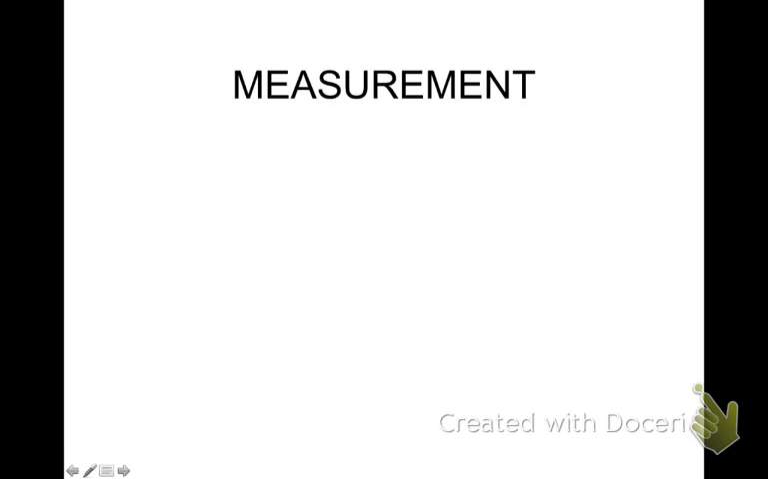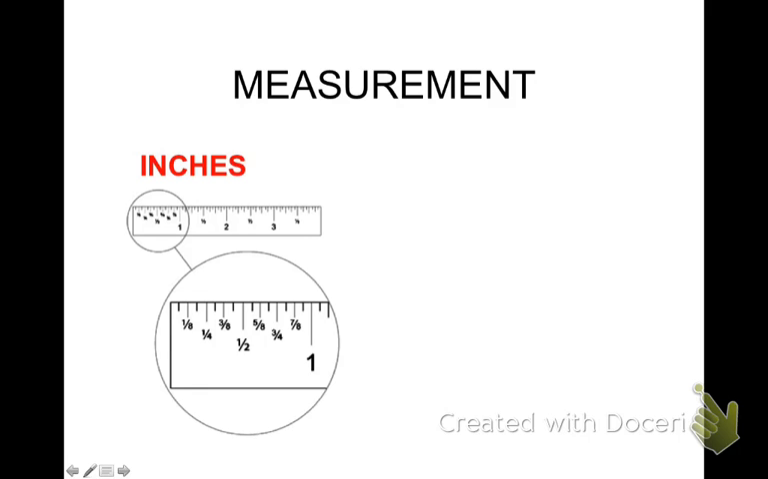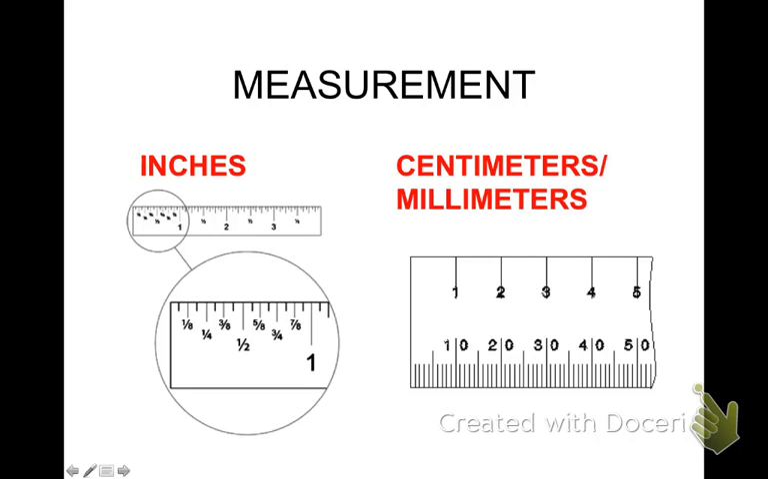So when we do our measuring, taking a look at your ruler, we have inches on one side. Label this side as your inches on your notes. And the other side is your centimeters and millimeters. Which is easiest to measure with?